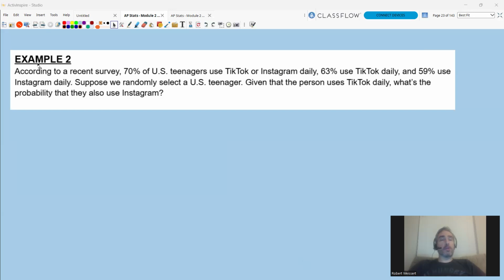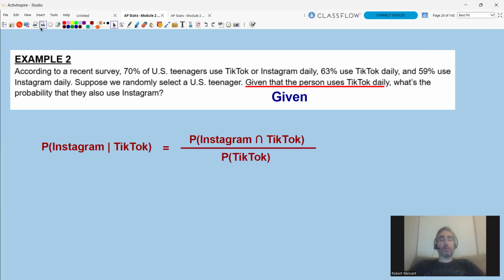This may look familiar because we've done this before using Venn diagrams. So remember, in this problem, we're given that the person uses TikTok. So we want to set up a scenario. Since it's a conditional probability, we want the probability that they're an Instagram user given TikTok. So we'll write it like this. It'll look like what they have in common, the probability of Instagram and TikTok, divided by the probability of TikTok. So we know that the probability of someone using TikTok is 63%, but we don't know the overlap.